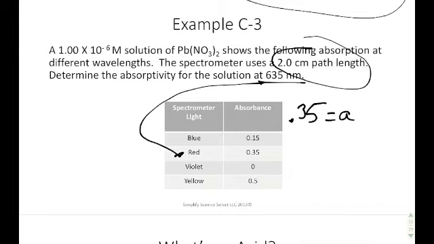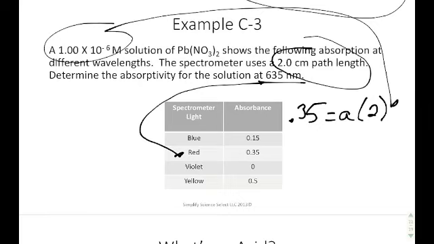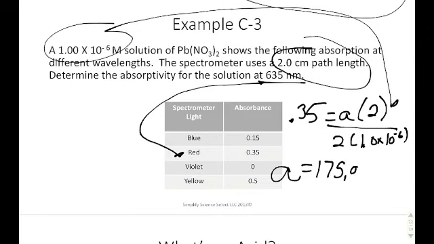So I would say A. I know the path length in my particular case is 2. And I know the concentration is 1 times 10 to the minus 6. What that allows me to do is plug in all these values and solve for A. I would divide both sides by 2 and 1.0 times 10 to the minus 6. And when I do that, that leaves me with my A value. Now the A value is going to end up being about 175,000 when you divide everything out.